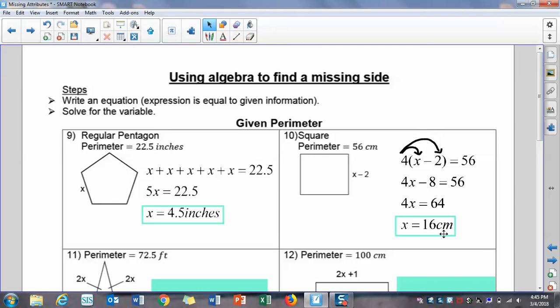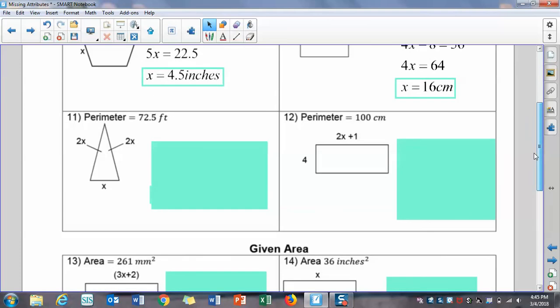And again, you can plug in that 16 in for x, solve it, and then find the perimeter of each of the sides. Okay, and getting the answer 56 to make sure we did it correctly. So now let's look at the next two examples here.